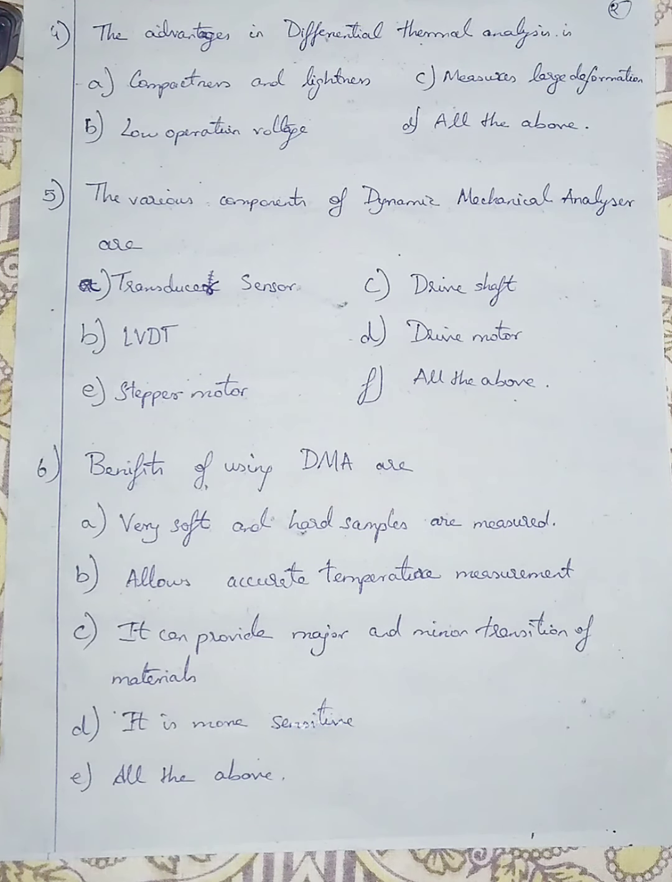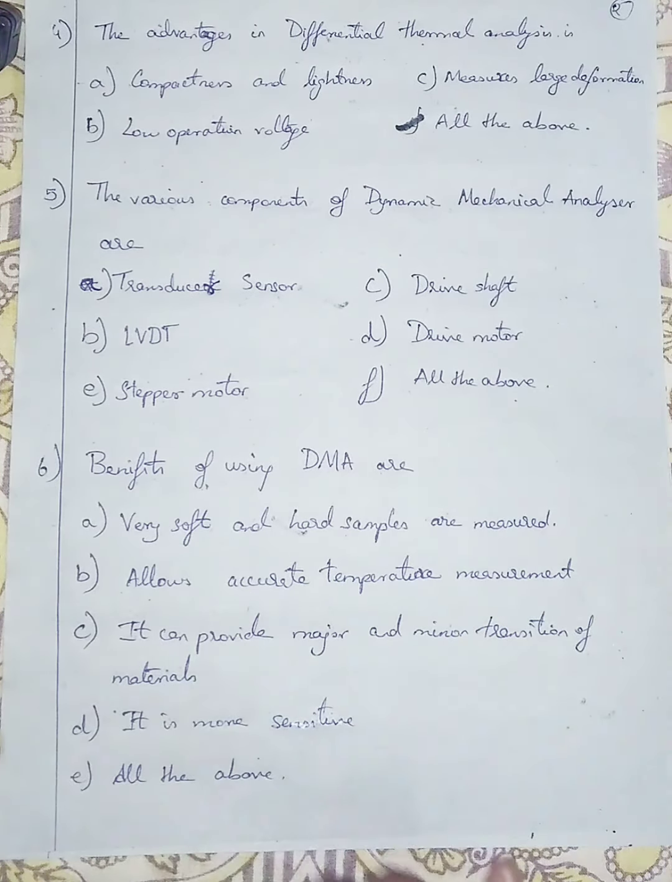Compactness and lightness means it is compact, small in size, and not heavy in weight. Low operation voltage means it uses little voltage, not a high voltage, just simple voltage like 1 or 2. And it measures large deformation. Option D is all the above. So these are all advantages of differential thermal analysis. So I'm going with option D, all the above.